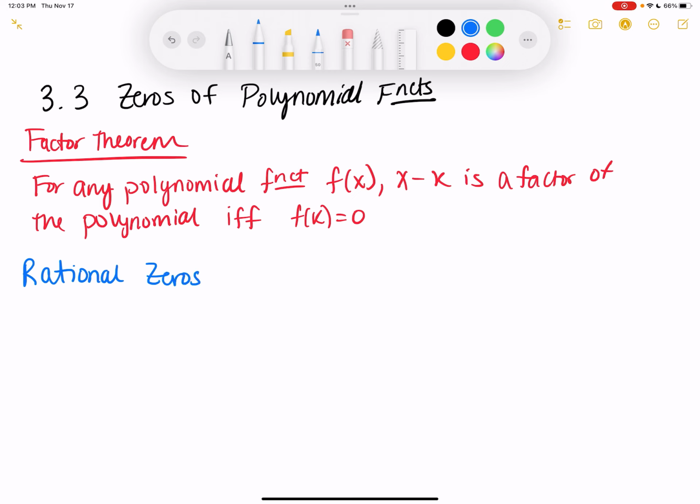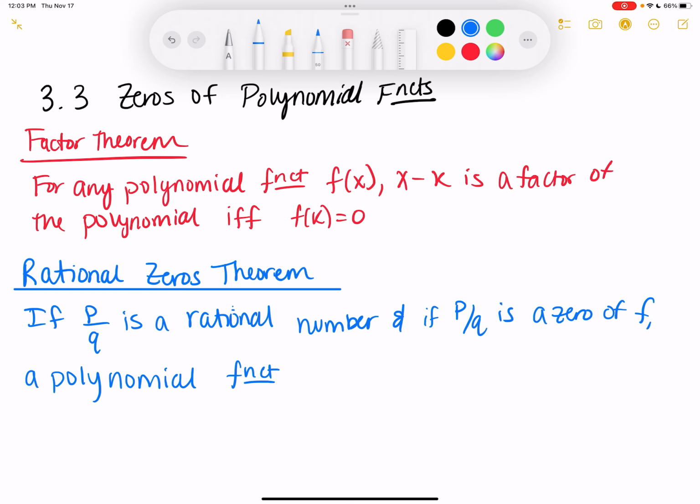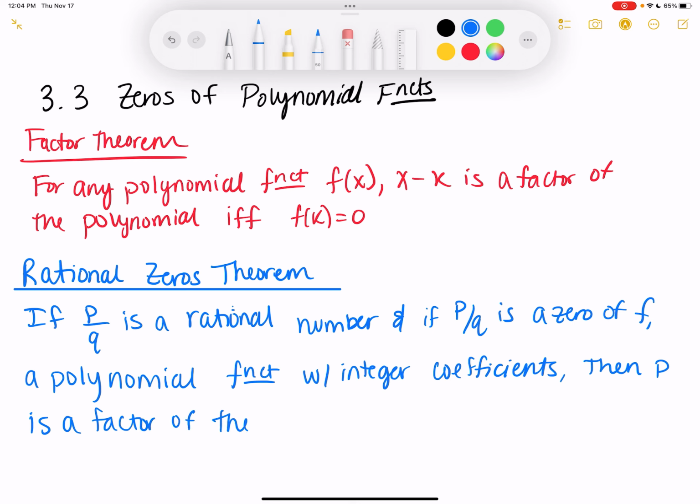The rational zeros theorem. If p over q is a rational number, and if p over q is a 0 of f, a polynomial function with integer coefficients, then p is a factor of the constant term and q is a factor of the leading coefficient.